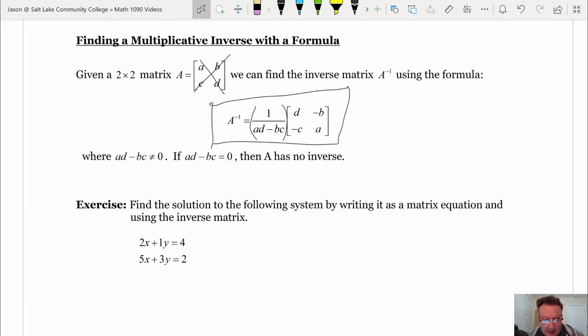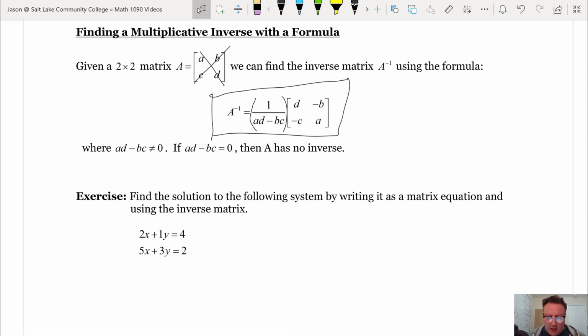Let's see an exercise where we use this boxed formula to solve a linear system. Okay, so here's the linear system we want to solve. Find the solution to the following system by writing it as a matrix equation and using the inverse matrix. Okay, now a lot of new terminology there. Let's unpack that. So the first thing is writing it as a matrix equation.